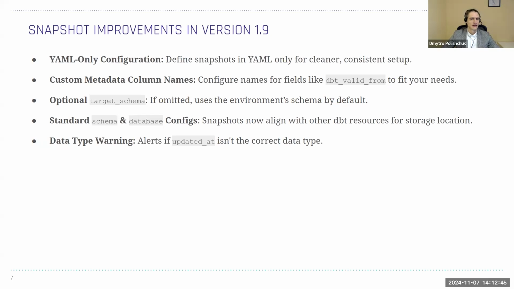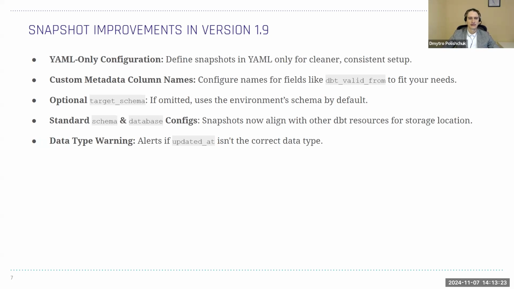The next improvement is that the target schema or just schema setting becomes optional in the new dbt version. If omitted, dbt uses the environment's schema by default, just like dbt does for dbt models. In version 1.8 and prior, target schema was a mandatory setting. Now snapshots support settings like database and schema, like other dbt resources. Previously, the names of the settings were target_database and target_schema accordingly.